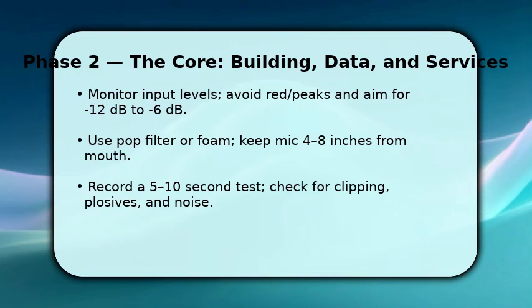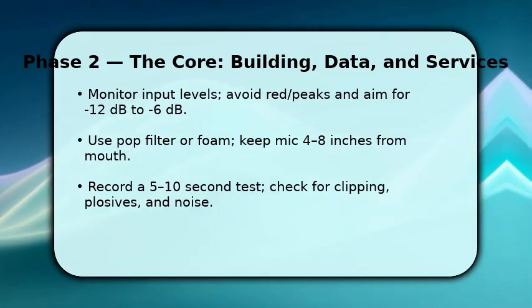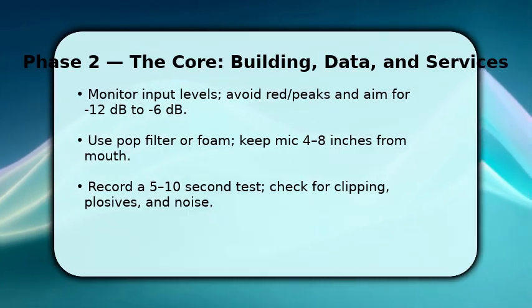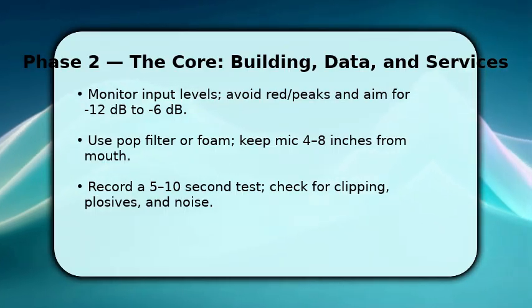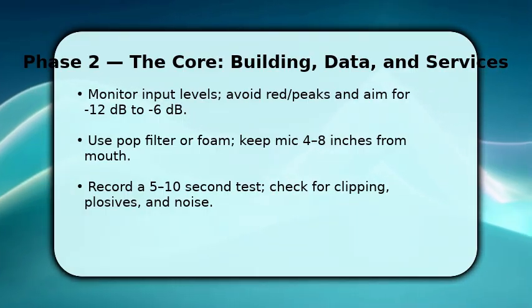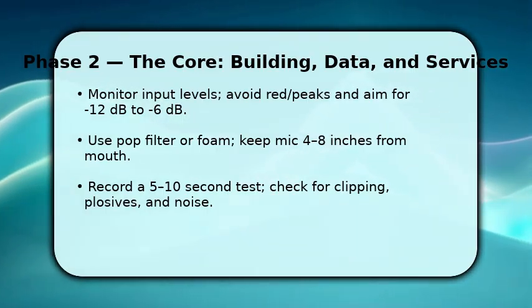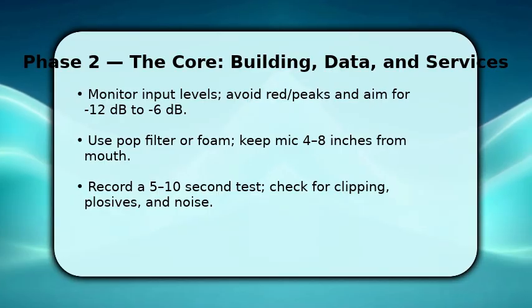Once recording, watch the input meters. Aim between -12 dB and -6 dB so you preserve headroom. You should use a small windscreen or pop filter and keep the mic about 4 to 8 inches from your mouth to reduce plosives and sibilance. If you have an external mic, orient it off-axis slightly for natural tone. Make a 5 to 10 second test, then listen back. If you hear distortion, lower the gain. If it's thin, move closer carefully.